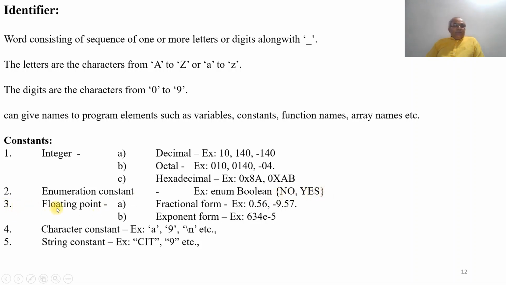Then we have the floating point constant when it is in fractional form, for example 0.56, minus 9.57, etc. And if you are considering an exponential form, example 634e-5. Then we have a character constant, example within single quotes, 'a', '9', '\n', etc. Then we have a string constant, example "9", any string having any number of characters, for example "CIT" within double quotes, etc.